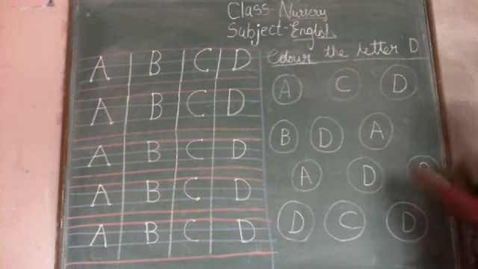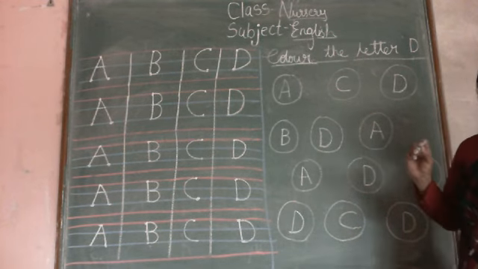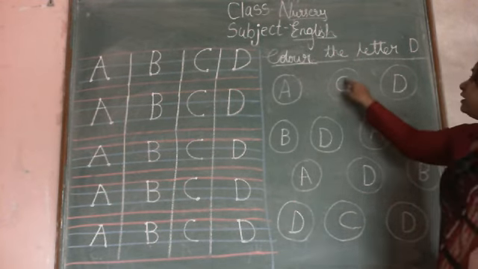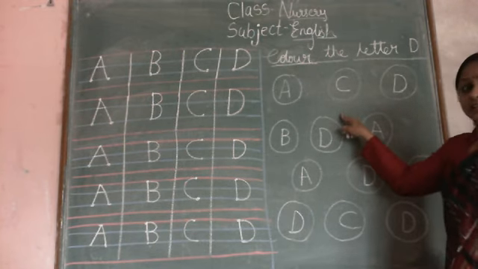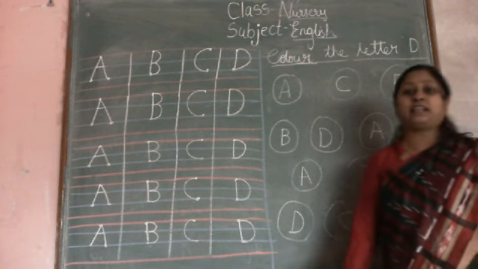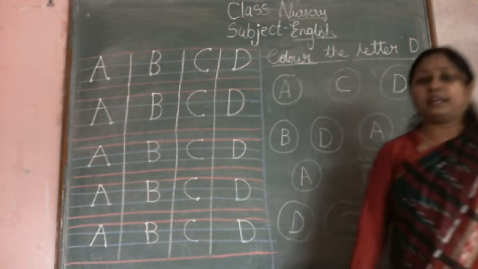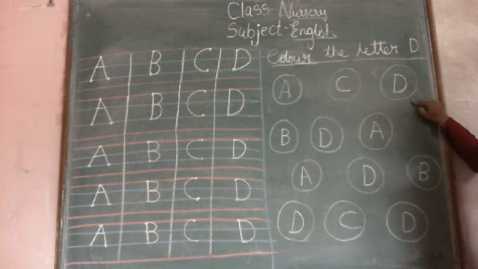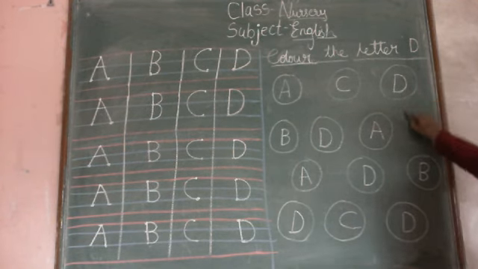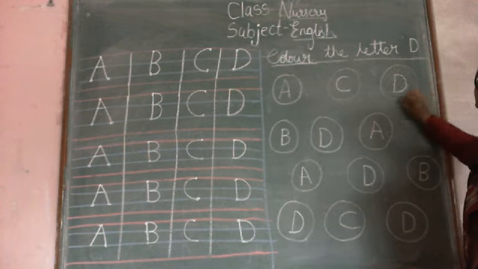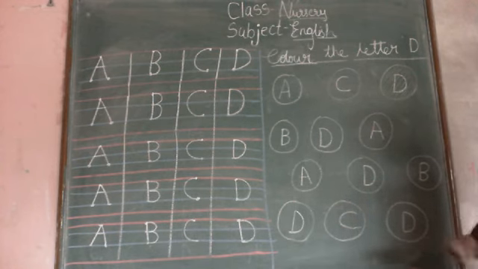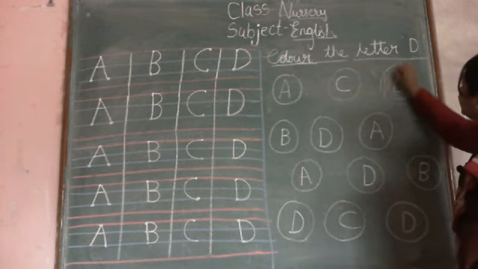Look here. Which letter is this? Letter C. Here is a curve. So we will color it? No. We have to identify letter D and then we will color it. Look here. Next letter. Which letter is this? D. Standing line and curve. So what we will do? We will color the letter D.